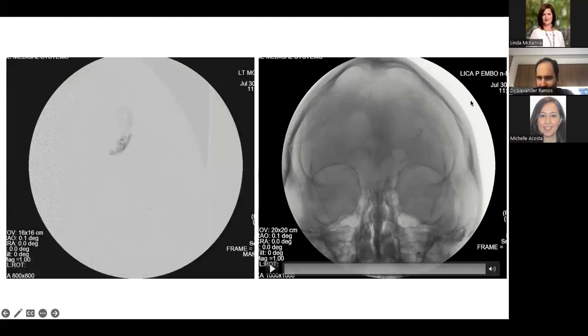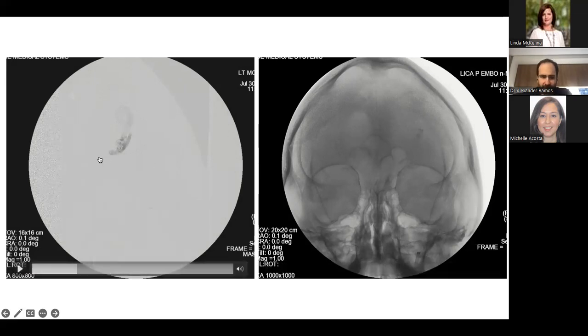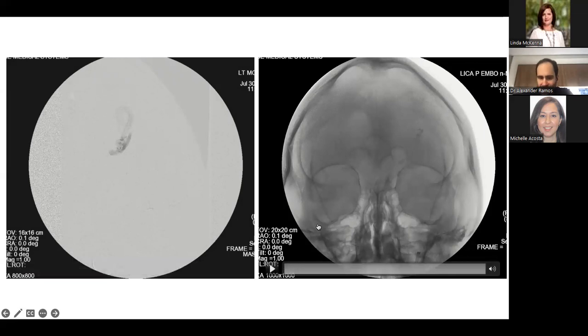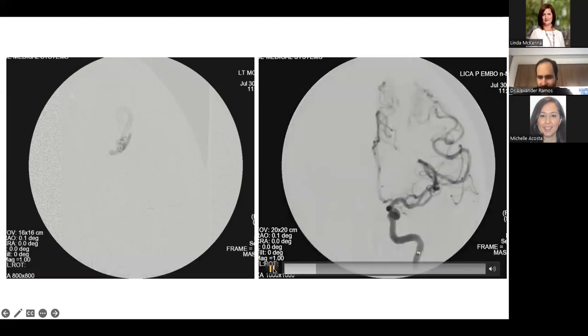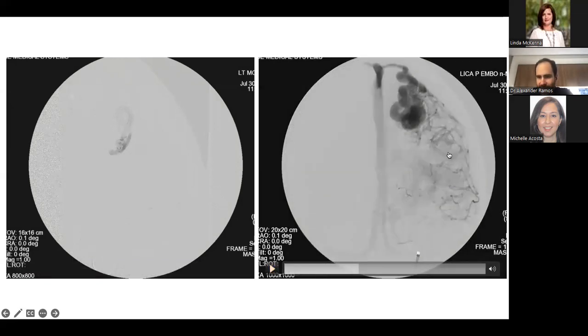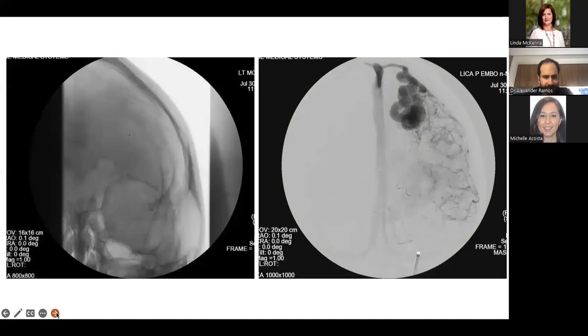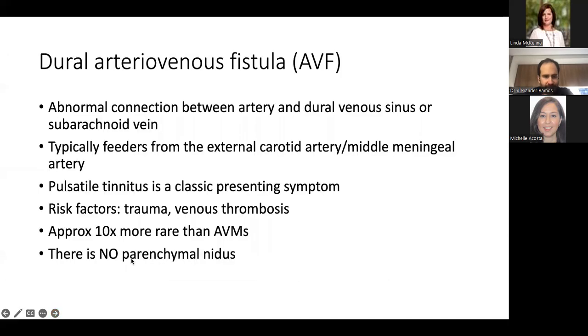And then if you look here, kind of use your imagination, you can see this dark staining here. So we injected glue into the aneurysm and then we do a run afterwards and the aneurysm is gone. It used to be right here, it's gone. So that's how she was treated. So that's AVMs.